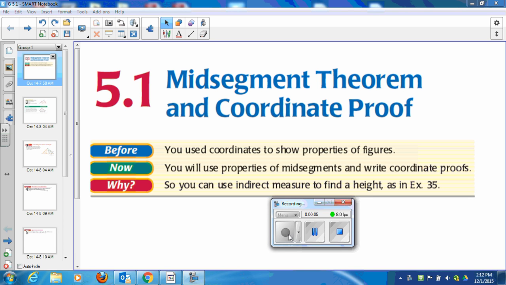We've got 5.1 mid-segment theorem and coordinate proof. Like always, we have the objective in the middle. At any point during this video, if you need to pause, go ahead and do so you can get caught up. But I'm going to keep the pace rolling here.